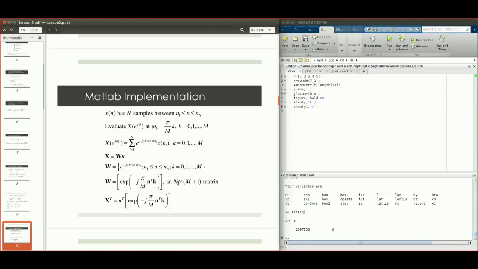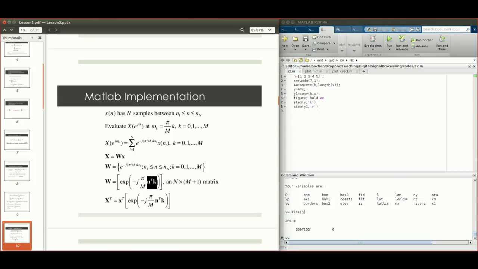The big N is what? Big N is actually the range of n, because the input signal x has this many samples in the time domain. And N plus 1 is the number of samples in the frequency domain. It's the number of k, a range of k that goes from 0 to big M. So you have N plus 1 samples. And then how do you actually construct this W?